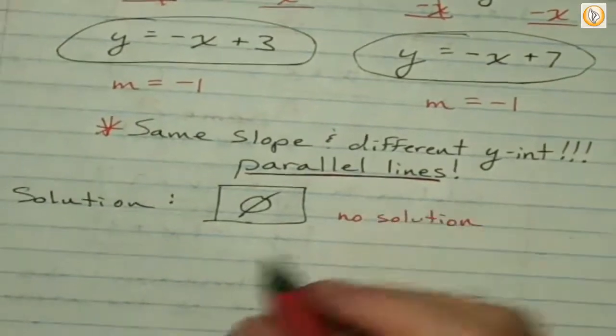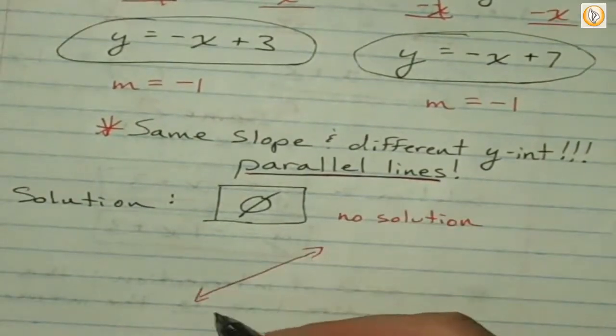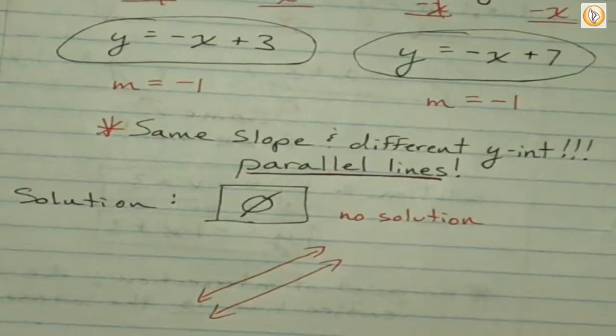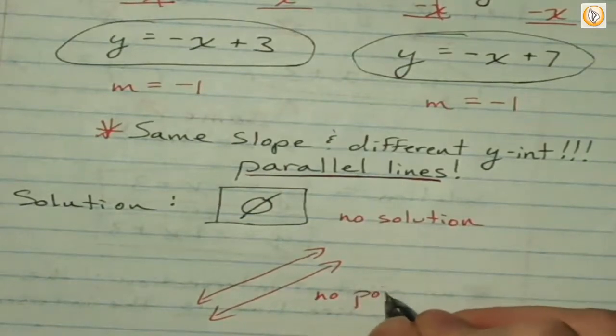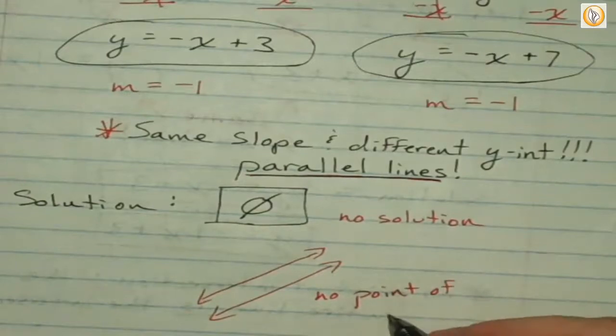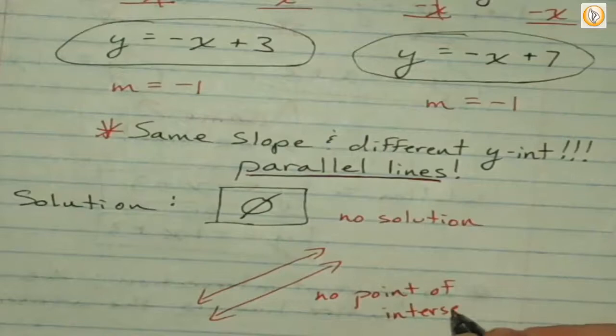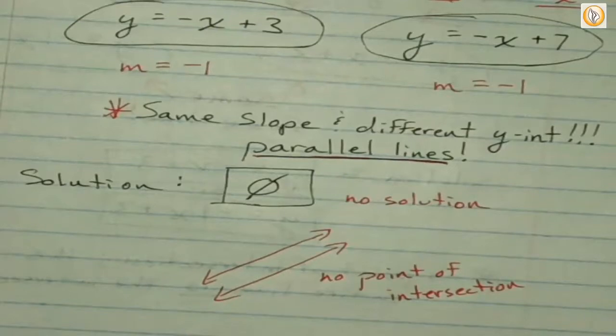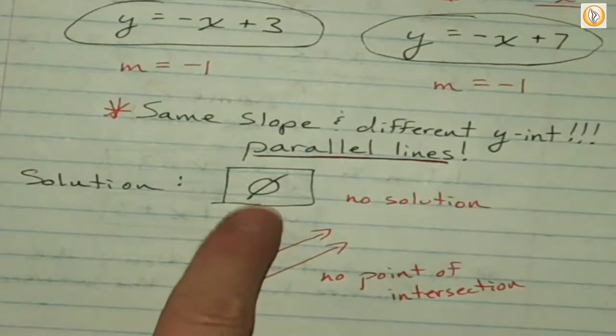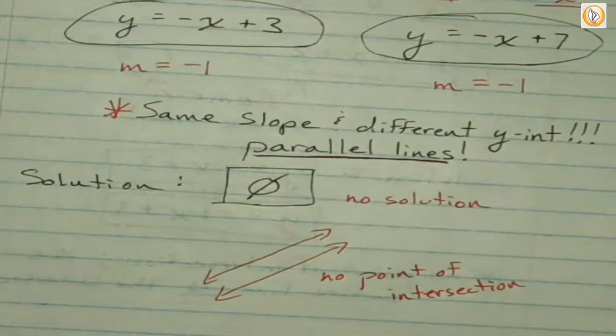If they're parallel lines, are they ever going to have a point of intersection? No. You draw it then. Exactly. No point of intersection. And so since we are looking for that point of intersection, because that's our answer, if they're parallel and they never have a point of intersection, then it's no solution. Does that make sense?